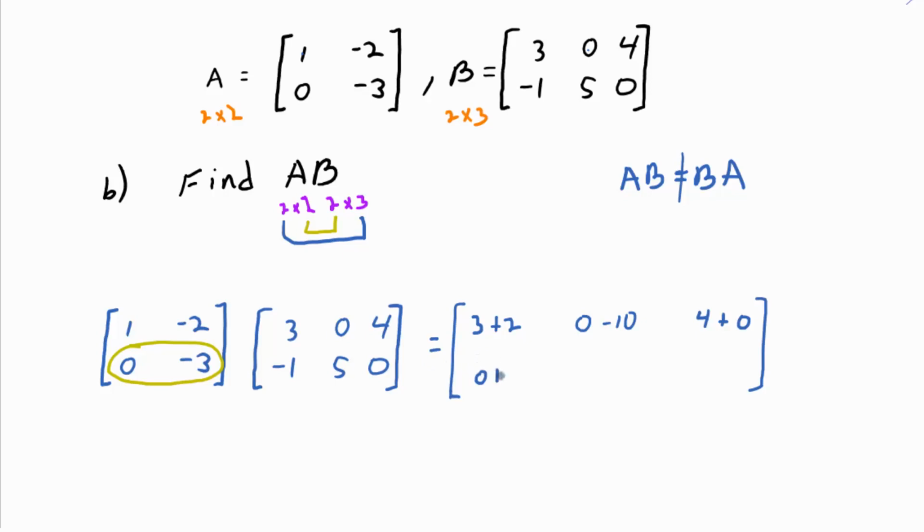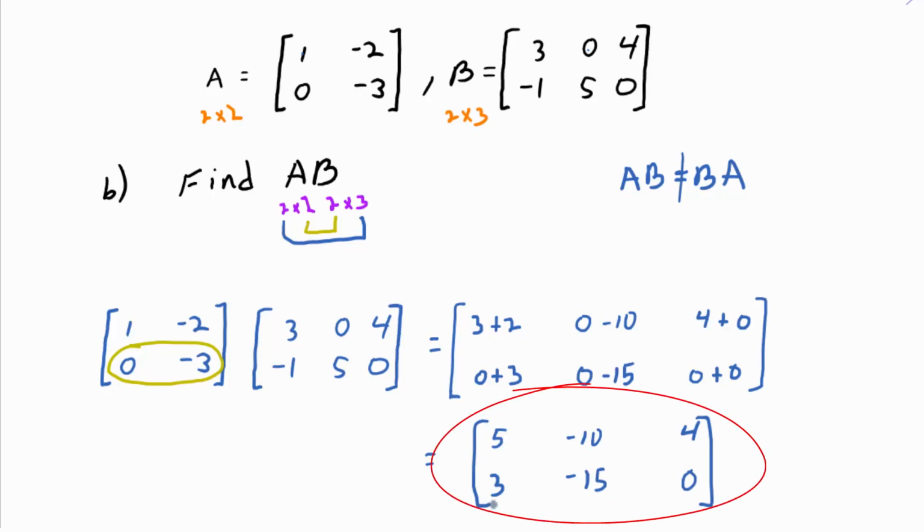0 plus 3. Okay, I buy that. And then what? 0 minus 15. All right. And then 0 plus 0. Okay, so finally, what? 5, negative 10, 4, 3, negative 15, and 0.